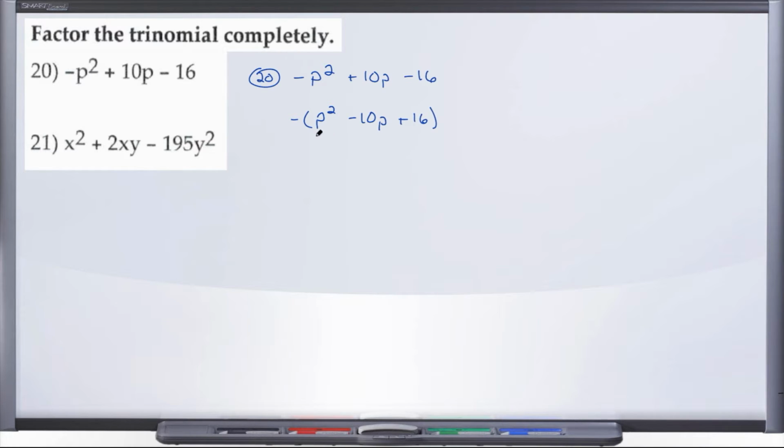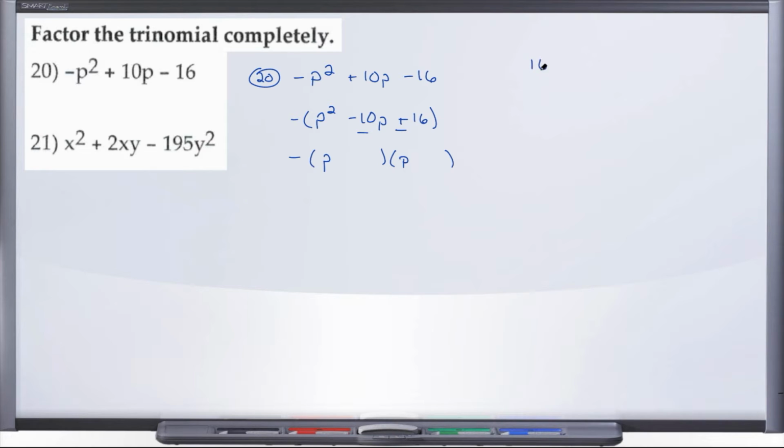And now let's go ahead and take a look at this new trinomial here and factor just like we normally do. So we have that negative out front. We have a trinomial, so we know this is going to factor into two binomials. So let's go ahead and write our two sets of parentheses. We're dealing with a p, so let's write our p at the start of each set of parentheses. And now we're looking for factors of 16 that add to give us -10.